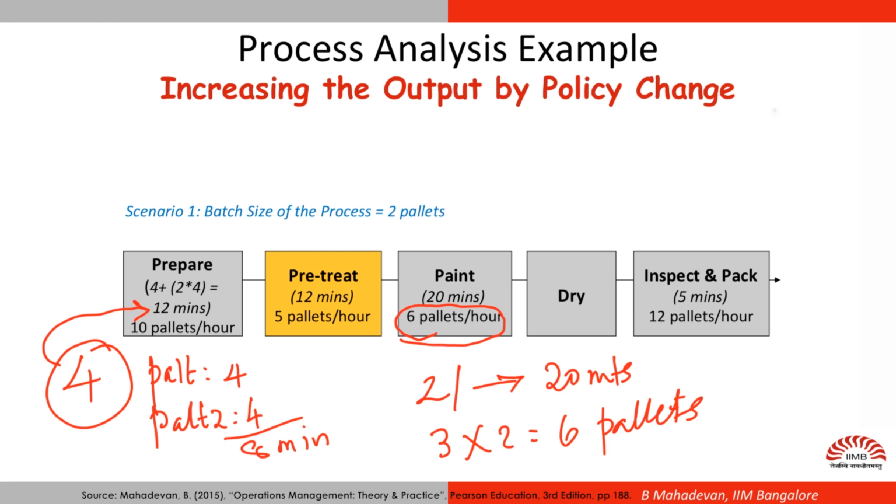So in 12 minutes, if you can get 2 pallets, we could have done it 5 times in an hour, and that is how you get 10 pallets as the capacity. So at this stage the capacity changes, we should remember that. So with this revised process, the capacity in the system has changed, and the bottleneck now is pre-treatment, because it is 5 per hour, and at all other stages painting has become 6 and preparation has become 10, inspection is at 12. So it is 5 per hour. So we added one more pallet as an operating policy change.